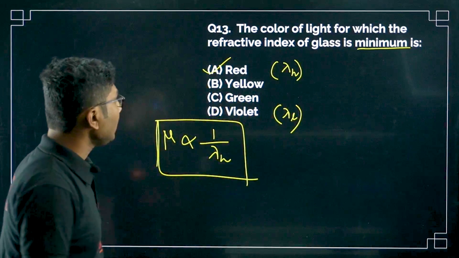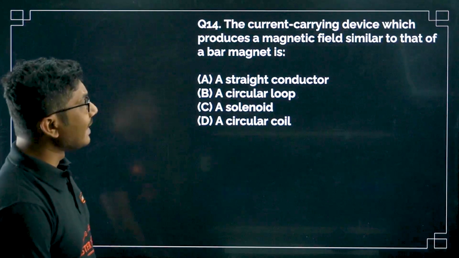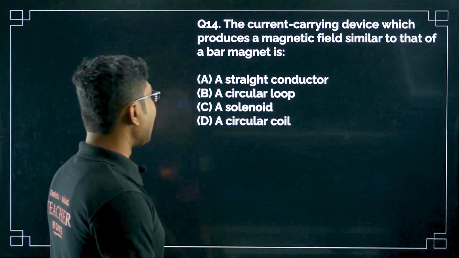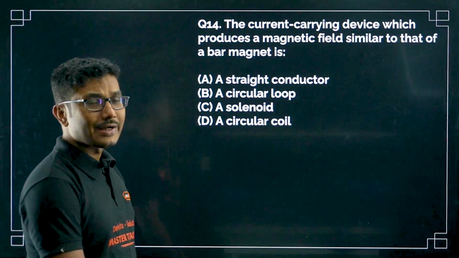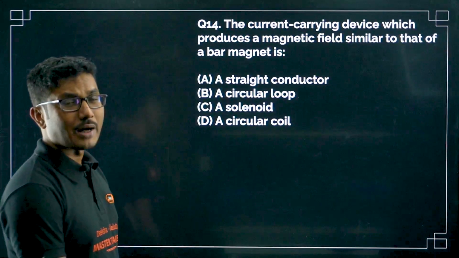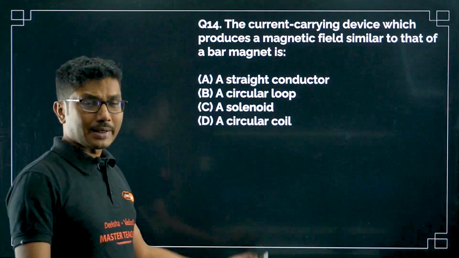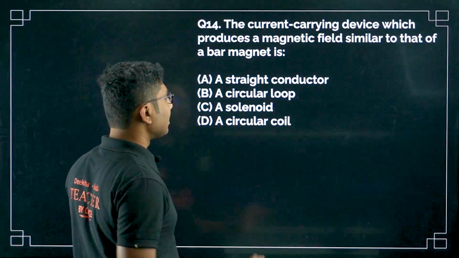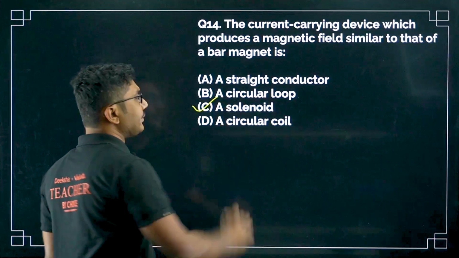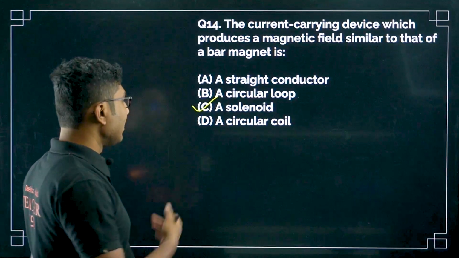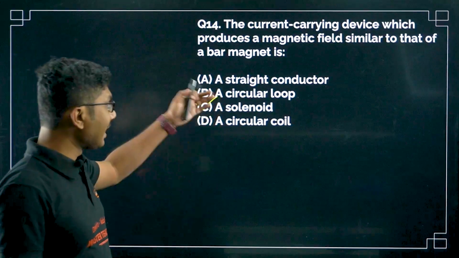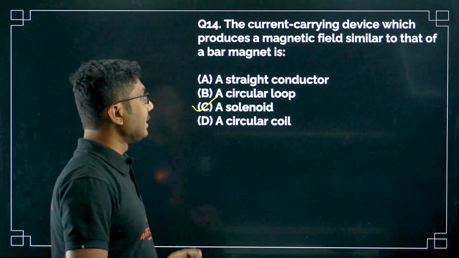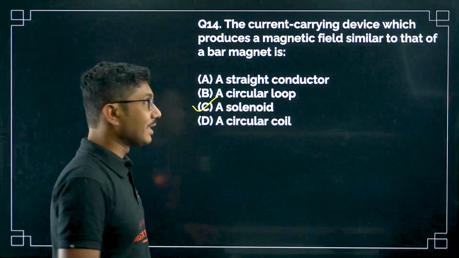Now, the current carrying device which produces a magnetic field similar to that of a bar magnet is, which is equivalent to a bar magnet. Which one? Obviously solenoid, right? Not a straight conductor, not a circular loop, only a solenoid is equivalent to a bar magnet. A circular coil is also not. They will have their magnetic fields, but a solenoid behaves like a bar magnet. Its magnetic field lines are very, very similar to those of a bar magnet.